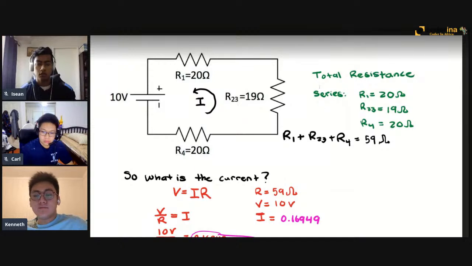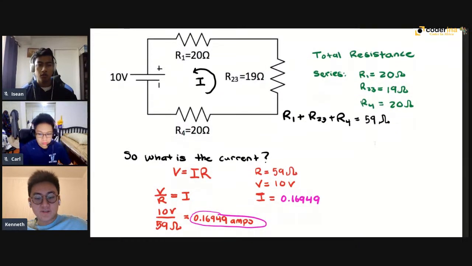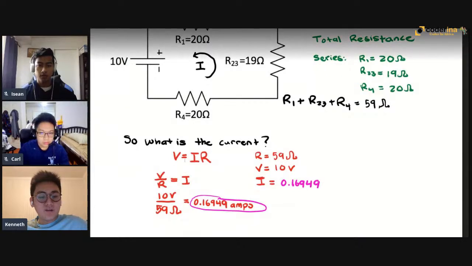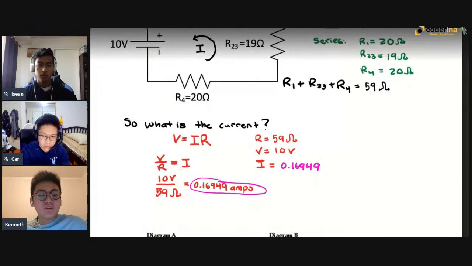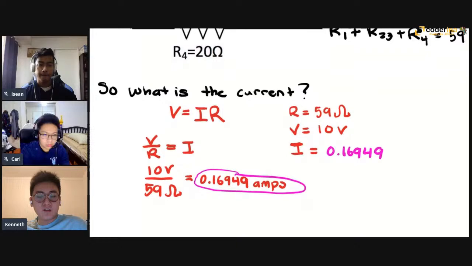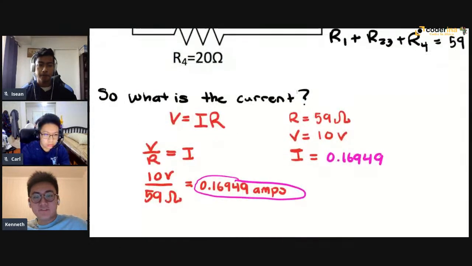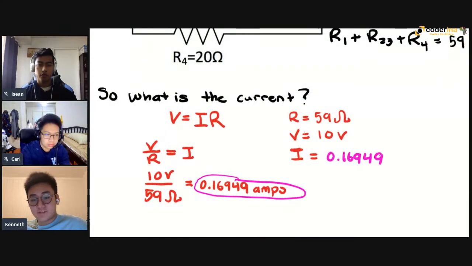Okay, so to find the total resistance in a series circuit, we just add the components together. So 20 ohms, 19 ohms, and 20 ohms. If we add those together, that'll get us 59 ohms. Okay, and then back to Ohm's law. If we remember, our circuit now has 59 ohms in total resistance.